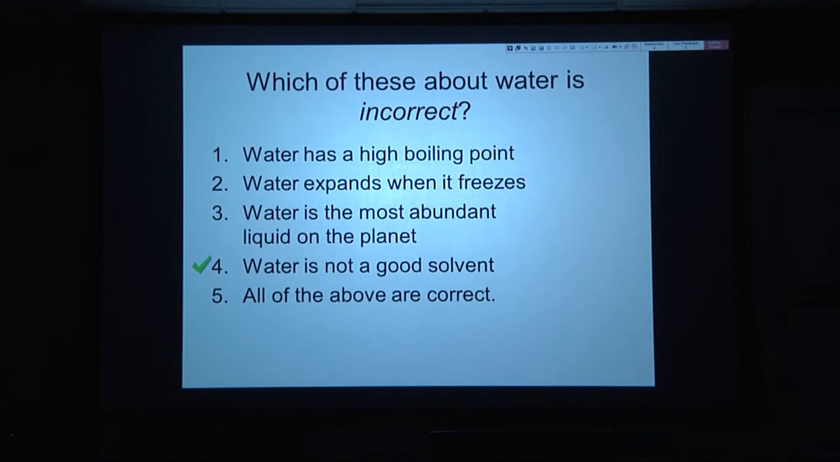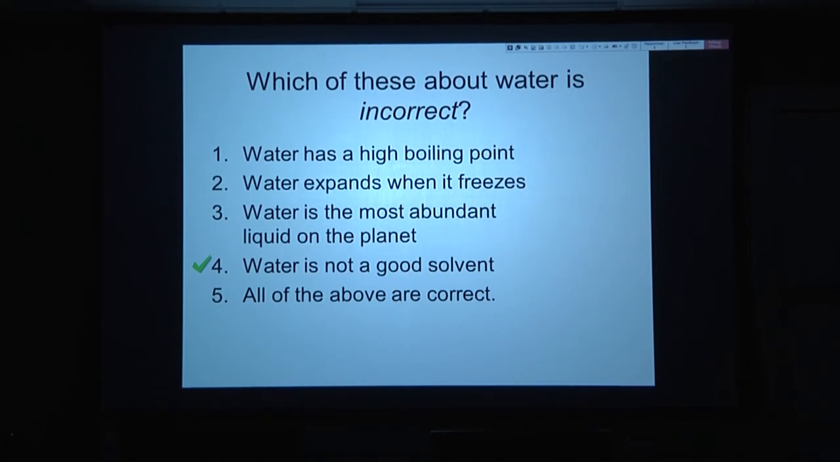So the only thing that's incorrect on these statements is that water is not a good solvent. That is wrong. Water is a really, really good solvent. In fact, water is called a universal solvent because so many things are soluble in it. Ionic compounds are soluble in water. A lot of them, some of them aren't, but many are. Polar organic molecules are soluble in water. So water is a really good solvent.